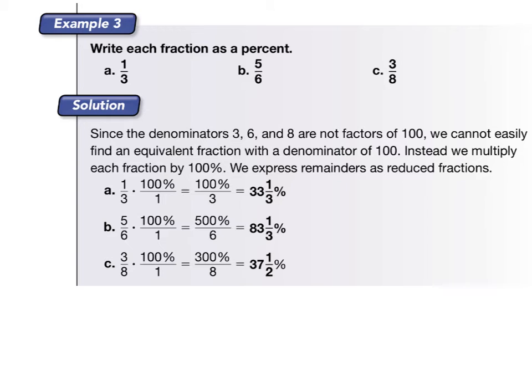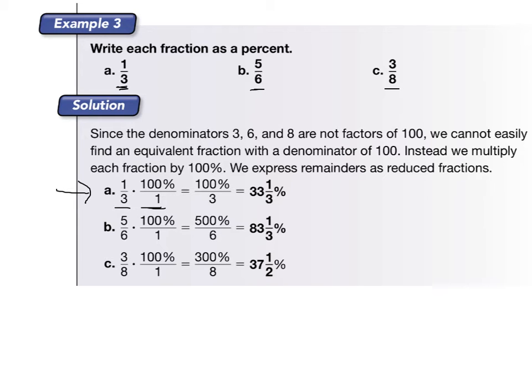All right, so this strategy, multiplying by 100%, is good when you have a denominator such as these. If you look at these denominators, they do not go evenly into 100, so you can't make an equivalent fraction with a denominator of 100 with these. So that's why this strategy is to multiply by 100%. So let's look at A. We've got a third. We're going to multiply by 100% over 1.